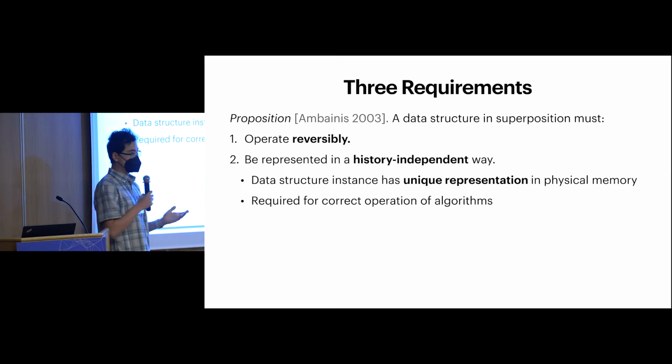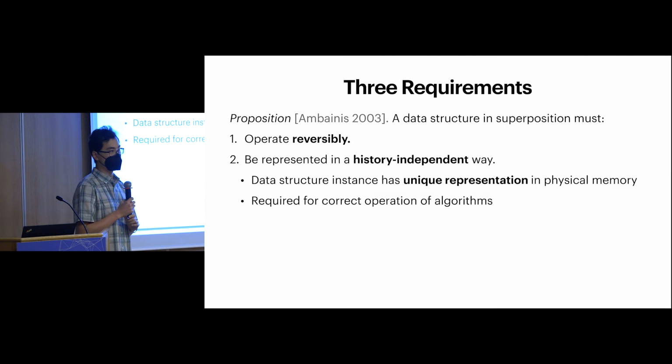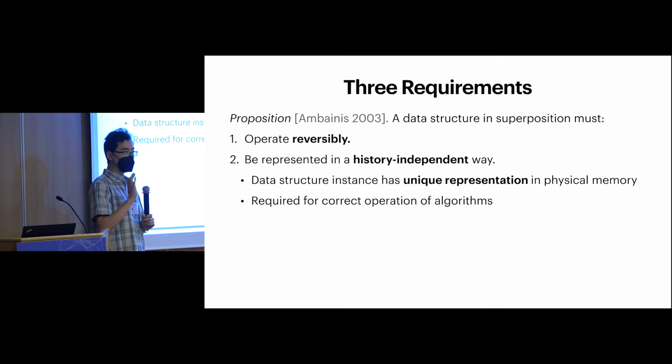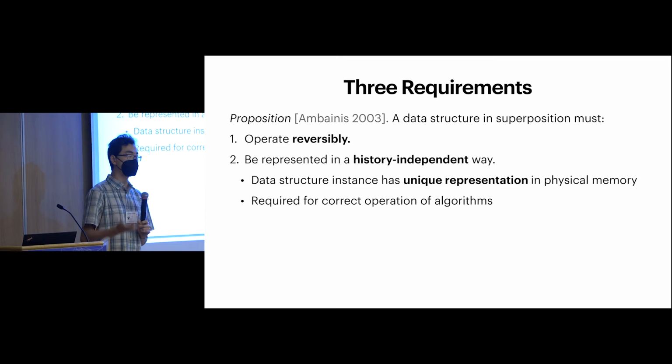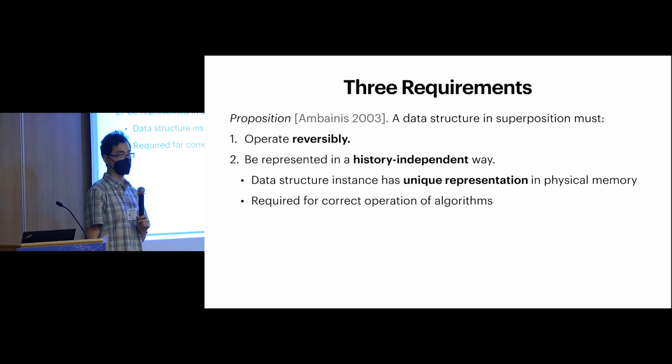The next requirement is that the representation of the data structure has to be what is called history independent. Colloquially, what this means is that if you have a given semantic instance of the data structure, for example, the set 1, 2, 3, let's say, then there has to be a unique physical representation of this set in memory. It can't be possible to represent it in two different ways. And as we'll see, this is actually required for the algorithms we saw earlier to give correct results and to obtain the necessary speed.